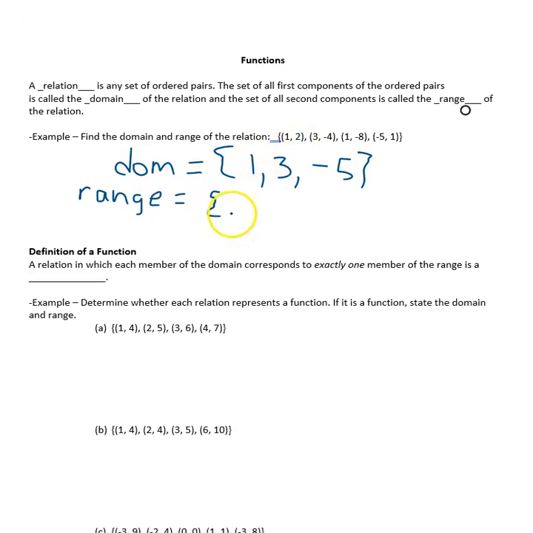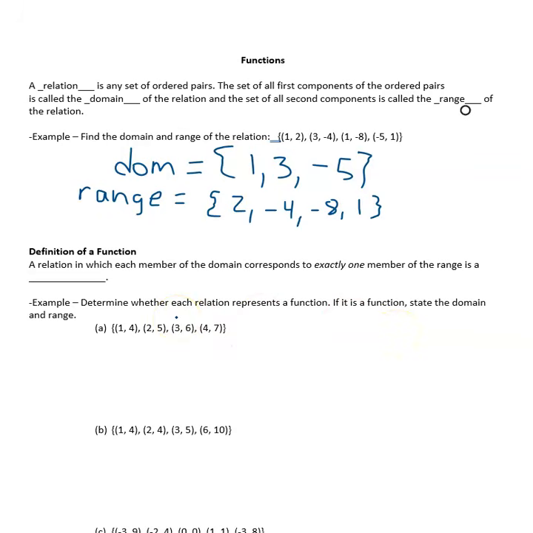So in this case, the range is made up of 2, -4, -8, and 1. So our domain is {1, 3, -5}, and our range is {2, -4, -8, 1}. And I'm having a little trouble getting my brace drawn here. Okay.